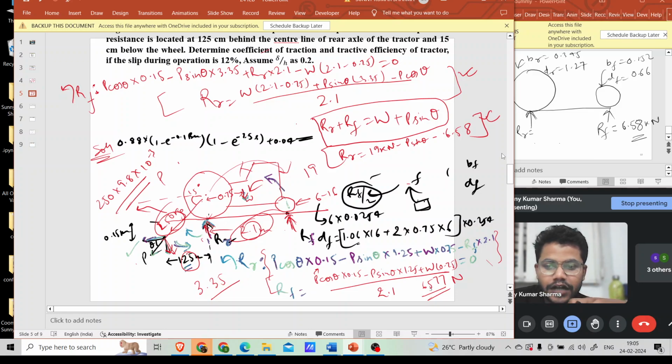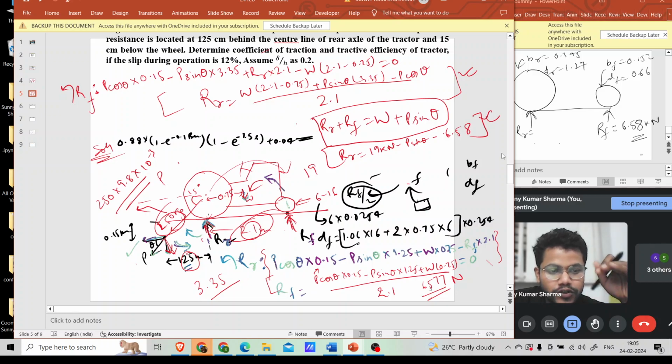No, draft is the horizontal component of the pull. Draft is P cos theta. That is the basic concept. Only the horizontal component of pull is called draft, not the vertical component. The vertical component will add weight to R, means it adds to the ground reaction. Means RR plus RF will balance W plus P sin theta. Is it clear?